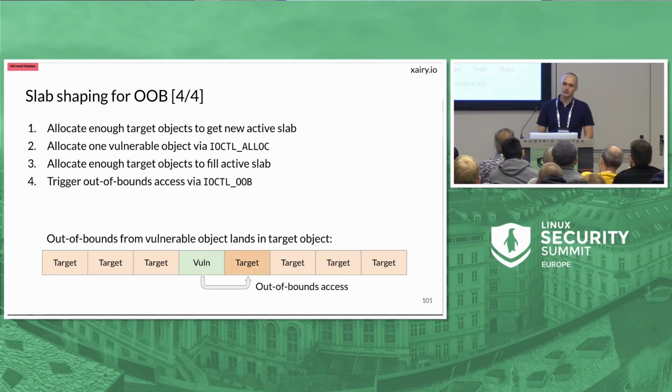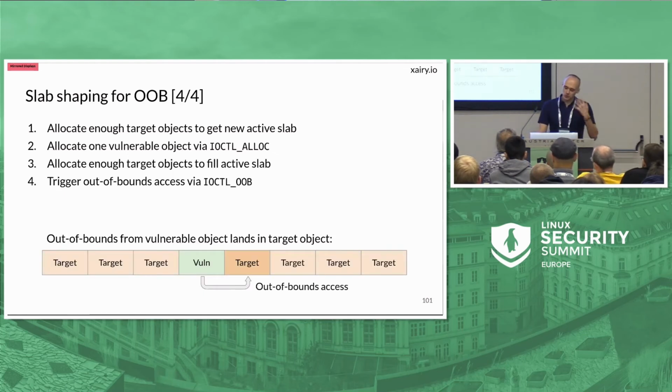And at this point, if we triggered out of bound access, it just happens that it lands in one of the target objects. So our slab shaping approach allowed us to create a new slab which has one vulnerable object, and all of the other object slots are taken by target objects. And as a result, it's very probable that the object that follows the vulnerable object is going to be the target object. And this is what we wanted to achieve.